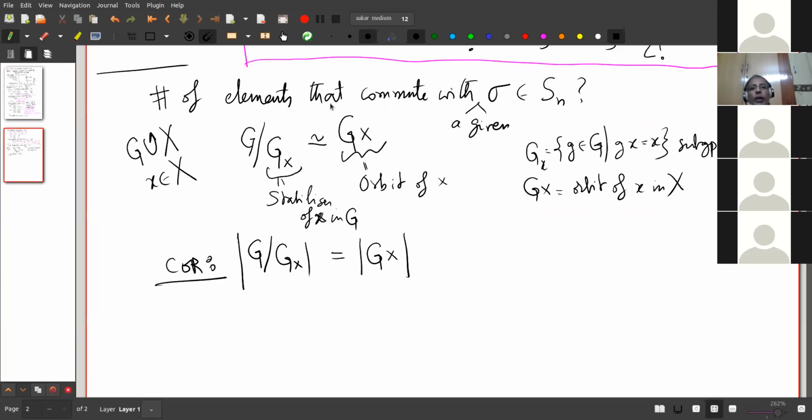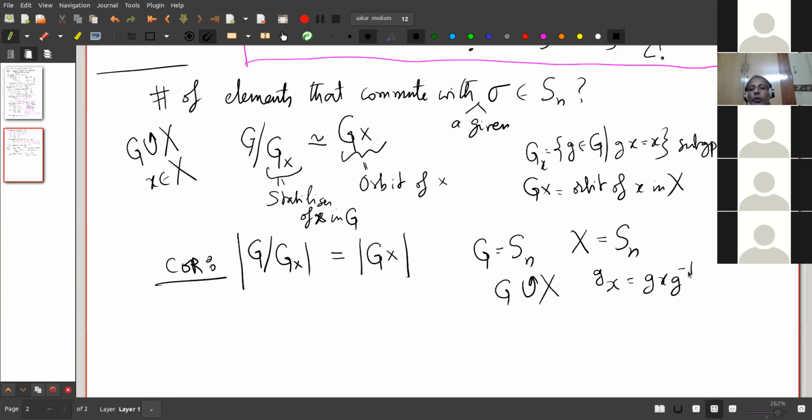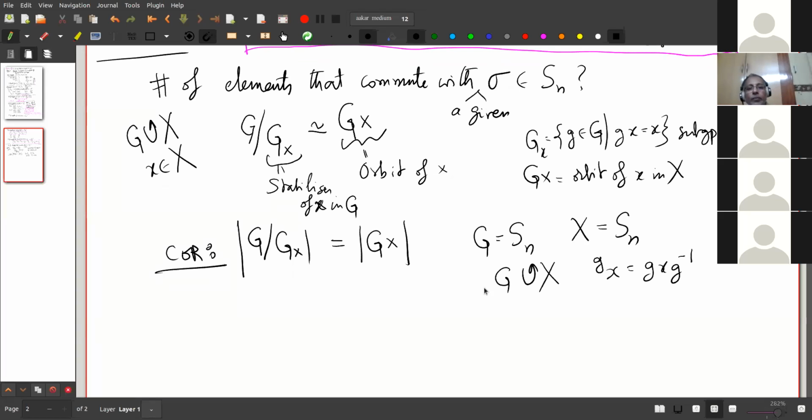Okay. Now let us look at the following. Let us take G to be Sn, and it is acting on itself. X also to be Sn, and G acting on X as follows: g·x, let me write it like this, is gxg inverse. So it's acting by conjugation. Okay, that is the action.